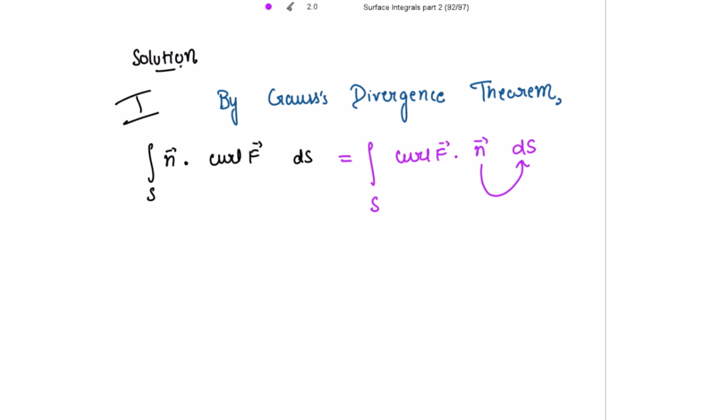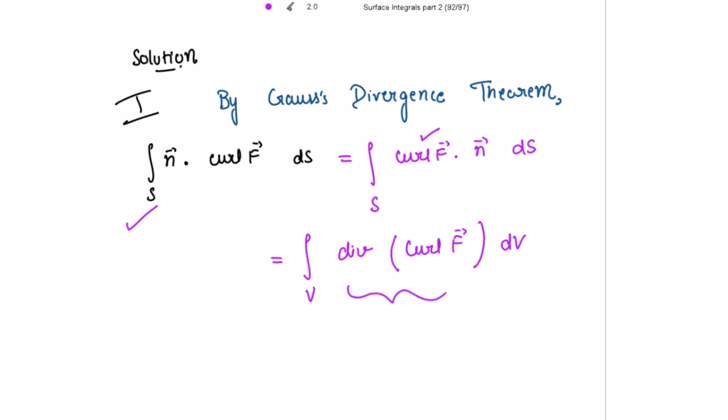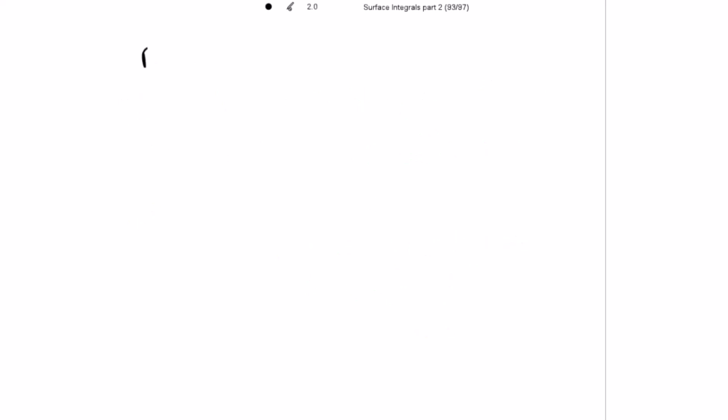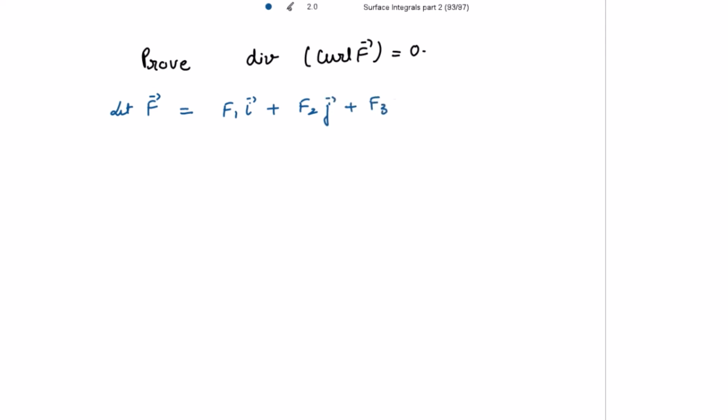So this surface integral is equal to the volume integral of divergence of this vector, curl of f vector, dV. To show that this integral vanishes, we need to just show that the divergence of curl of f vector is equal to 0, right? So what remains is to prove that the divergence of curl of f vector is equal to 0. For that, let's take this f vector to be equal to f1 i vector plus f2 j vector plus f3 k vector.